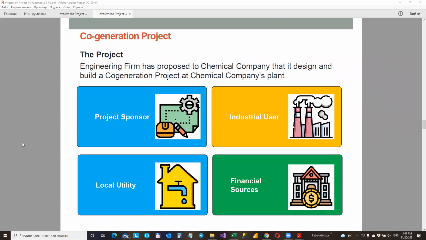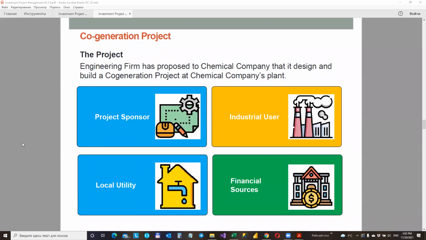Then the other parties in this project, the industrial user. The chemical company's plant began commercial operations in a previous century. Two aged gas-fired steam boilers produce the process steam used in a chemical manufacturing process at the plant. The local utility currently supplies the plant's electricity. The engineering firm has suggested building a cogeneration project to replace these two boilers.